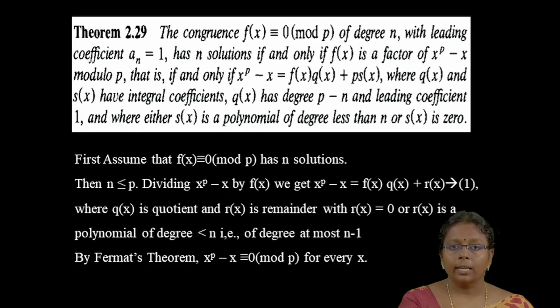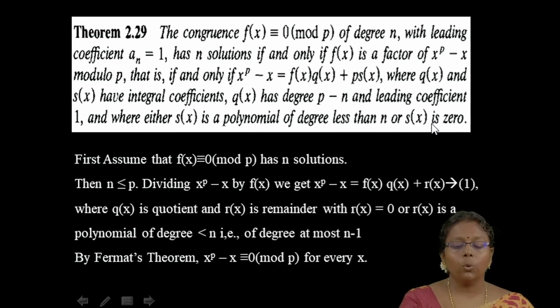The next theorem is: the congruence f(x) ≡ 0 mod p of degree n with leading coefficient an equal to 1 has n solutions if and only if f(x) is a factor of x^p minus x modulo p. That is, if and only if x^p minus x equals f(x) times q(x) plus p times s(x), where q(x) and s(x) have integral coefficients. q(x) has degree p minus n and leading coefficient 1, and either s(x) is a polynomial of degree less than n or s(x) is 0.